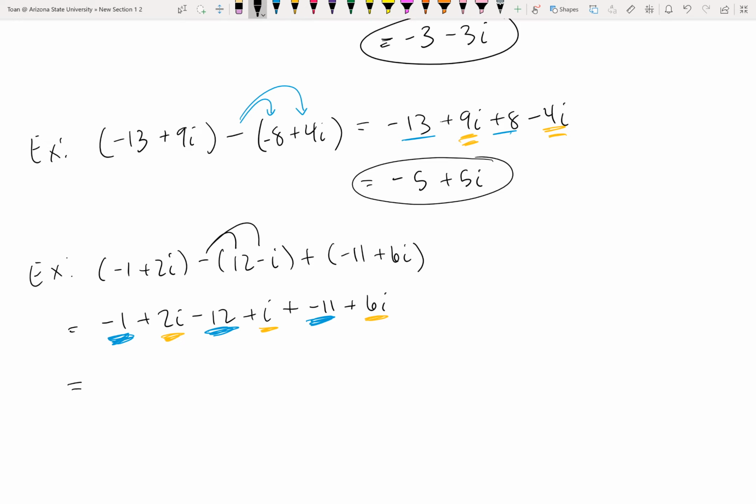Put it all together. Let's do the blues. Negative 1 with a negative 12 is a negative 13. With a negative 11 is a negative 24. And let's do the yellows. 2i with 1i with 6i gives us a positive 9i. That is the sum. So to add and subtract complex numbers, just combine like terms.